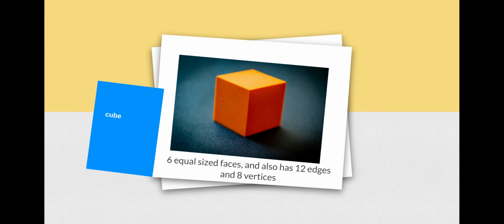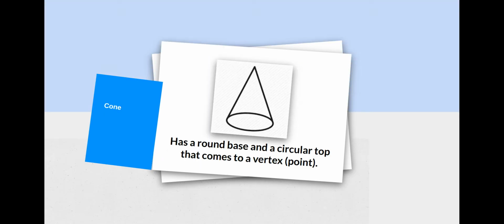Here's a three-dimensional shape. It's a cube. It has 6 equal-sized faces. It also has 12 edges and 8 vertices. So I always think of a cube as like a block. A cone has a round base and a circular top that comes to a vertex at the tip. So that's the point. If you flip it upside down, it's like an ice cream cone.